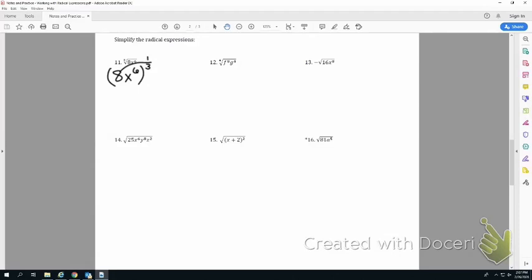So now I need to do power to a power. So am I going to multiply 8 times 1/3? No. Remember, raising something to the power of 1/3 is the same as cube rooting it. Am I going to do 1/3 times 6? Power to a power. Yes. What is 1/3 times 6? 2.